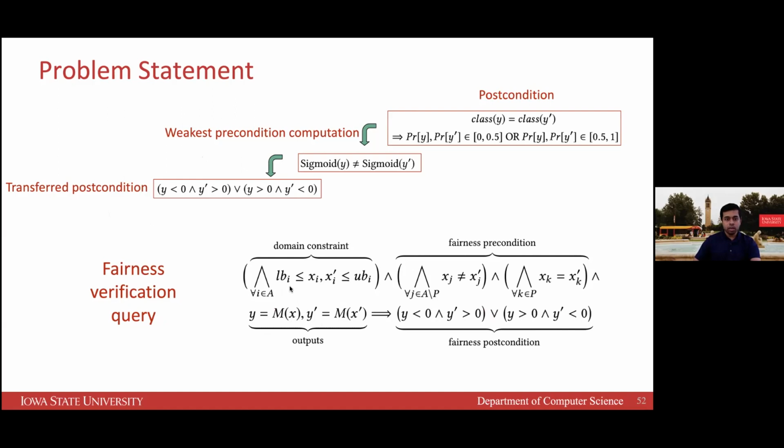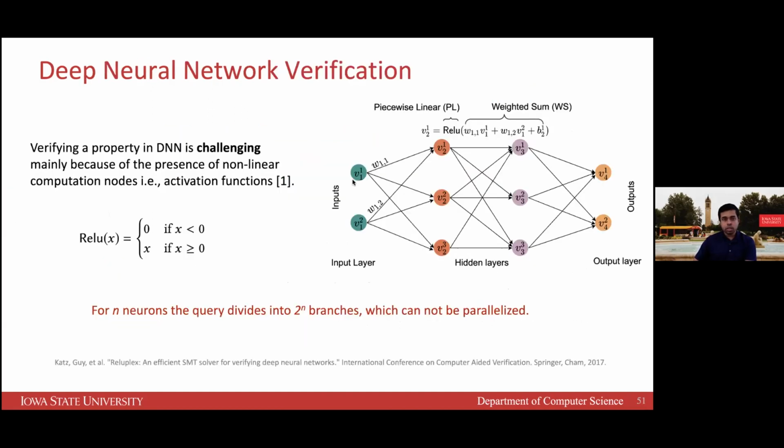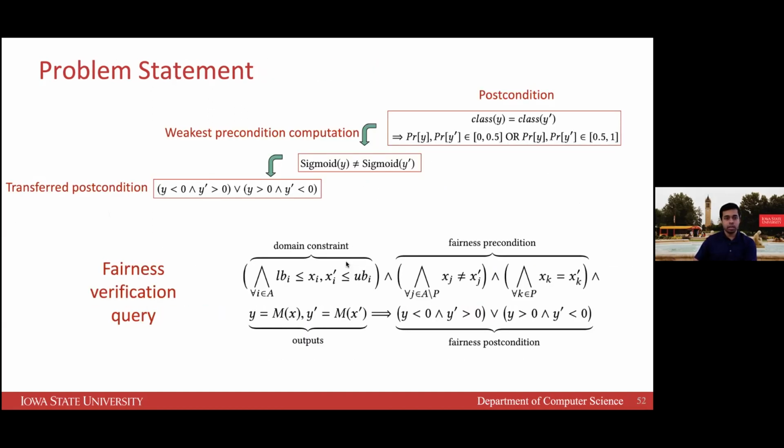It has four parts. One is the domain constraint: each input neuron has its domain constraint, a range. Then there is the fairness precondition, which is the individual fairness definition that I described, and the outputs will be similar, which satisfies the fairness postcondition. The fairness postcondition depends on what kind of neural network we are using. If we are using sigmoid at the end of the last layer, then this is our transferred postcondition.